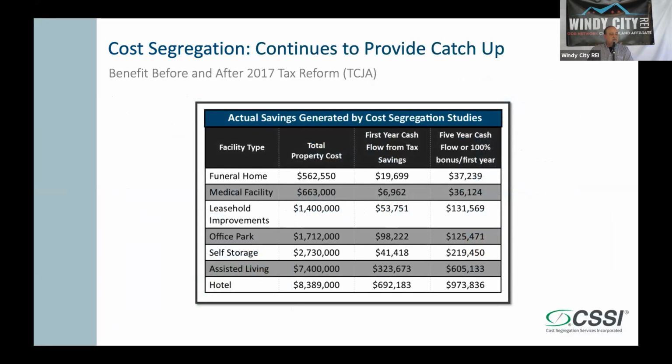And again, you can see what we've done here is we have a column, first year cash flow from tax savings, but then what it is with bonus depreciation. For instance, you can see on the first item there, the funeral home, prior to the Tax Cut and Jobs Act for bonus depreciation, the savings on that was just less than 20 grand. Whereas with the bonus, it's up to 37. So that's a huge difference. And that works for all the different property types.